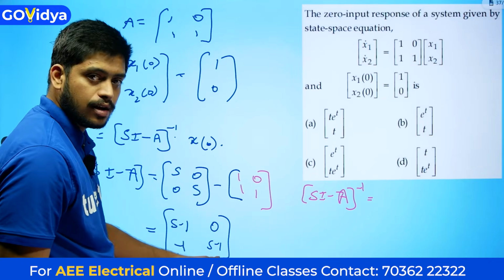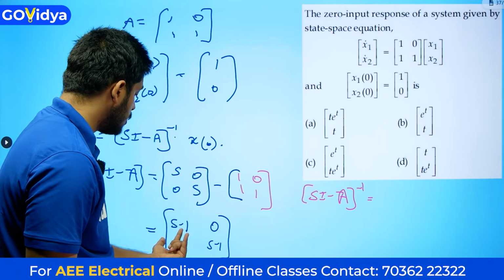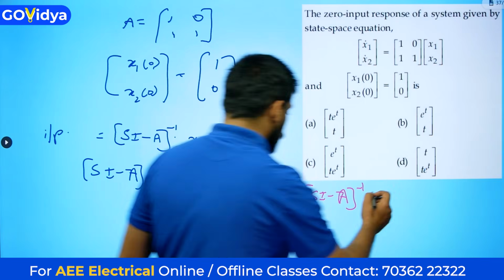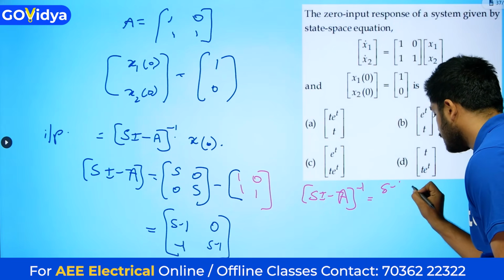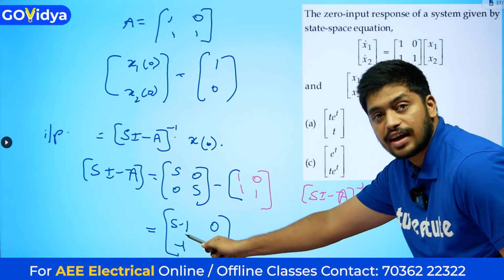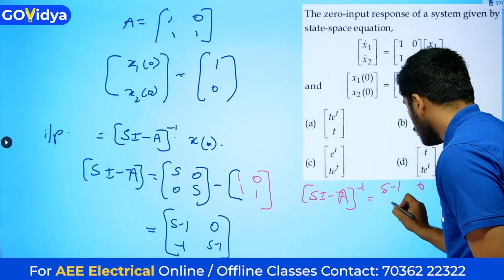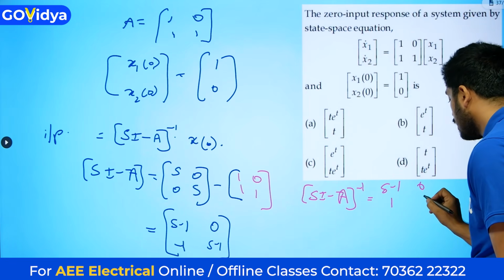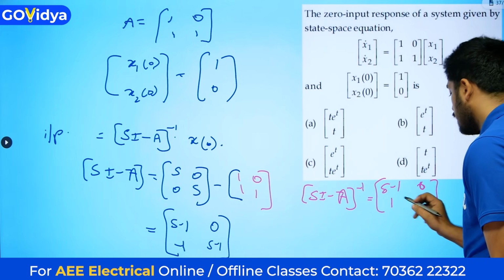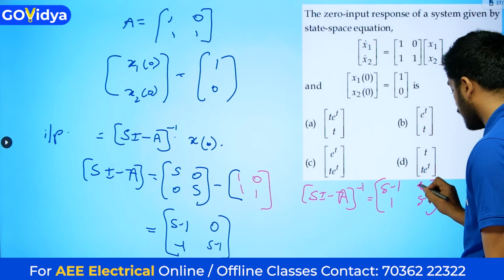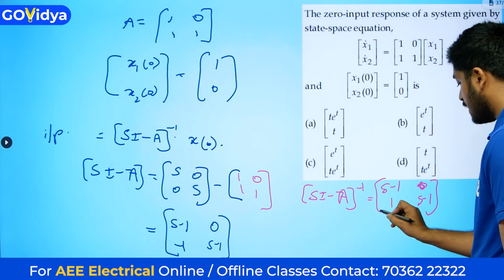For a matrix A, B, C, D, the inverse is d, minus b, minus c, a, divided by the determinant. So here we will get s minus 1, 0, and 1 is multiplied with minus, so minus 1 multiplied with minus is 1, and again s minus 1. Okay, s minus 1, 0, 1 and s minus 1 again, divided by the determinant.